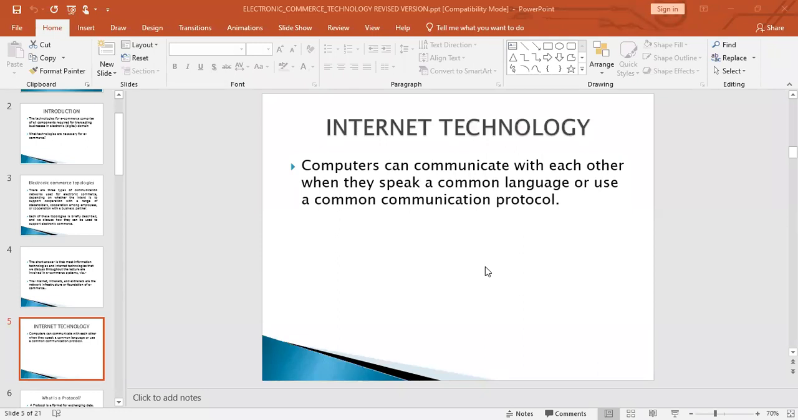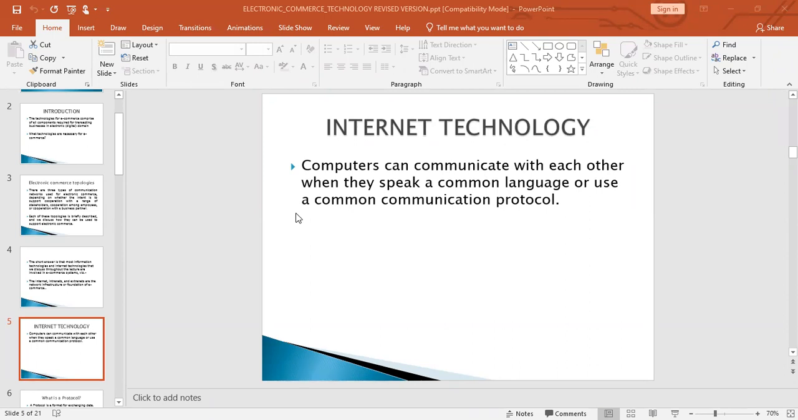Now, it is important that we know and appreciate how the internet, which has facilitated communication among people, works. And knowing how the internet works helps you to understand and appreciate how the internet has come to help with electronic commerce or electronic slash digital banking.